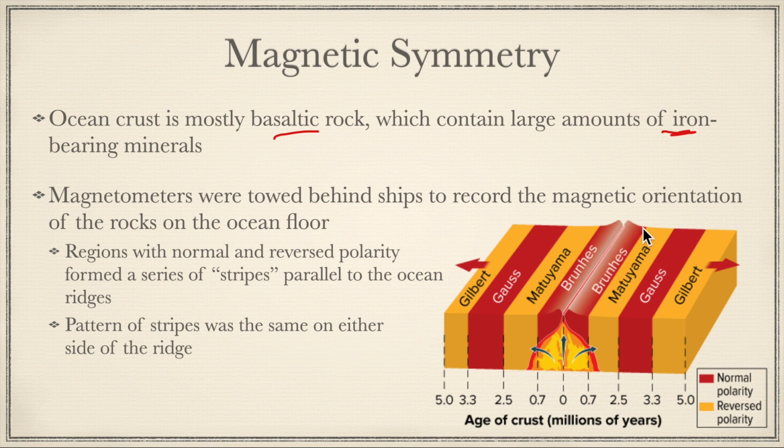So you have a normal polarity right beside the ridge. If you go out a certain distance, you have a reversal. You go a certain distance again, you have a normal polarity. And again, you go the same distance on either side of the ridge and you find the same polarity. So we have this symmetry of polarities here.